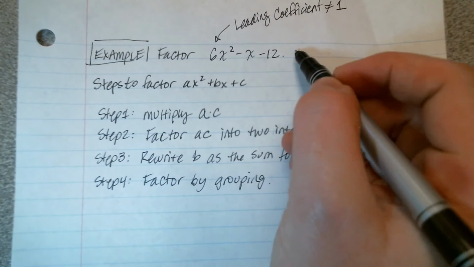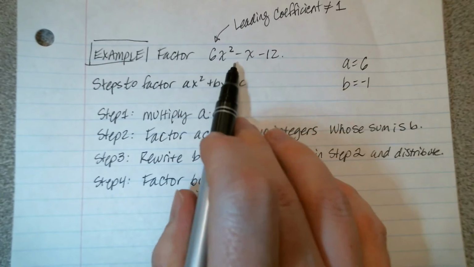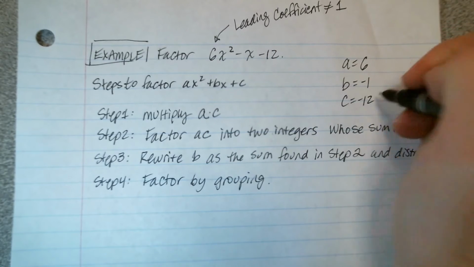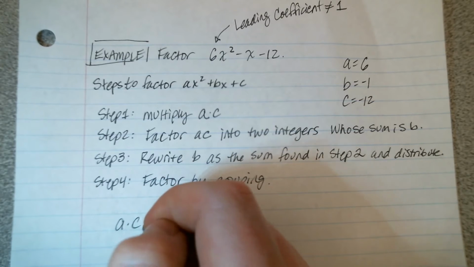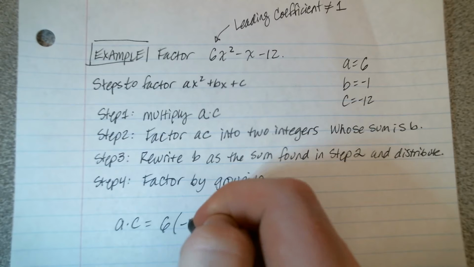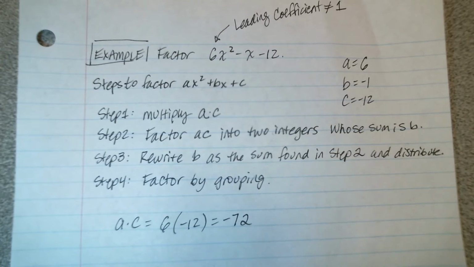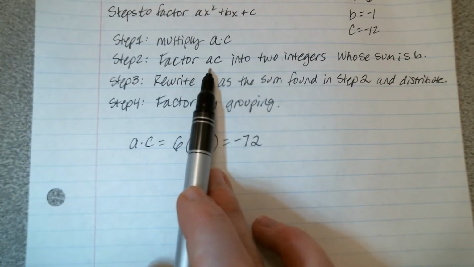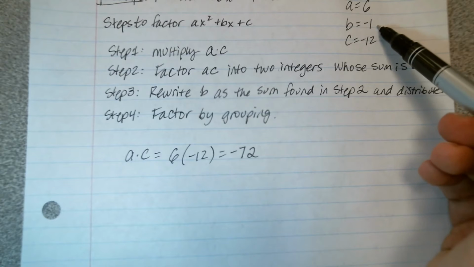So in our example, A is 6, B is -1, and C is -12. So the first thing I need to do is multiply A times C. So 6 times -12, which gives us -72. So what I need to do is factor my -72 into 2 integers that will add up to -1.